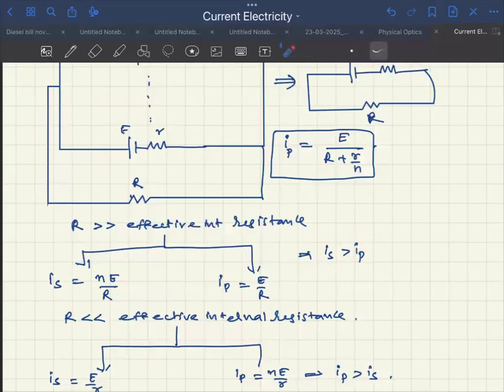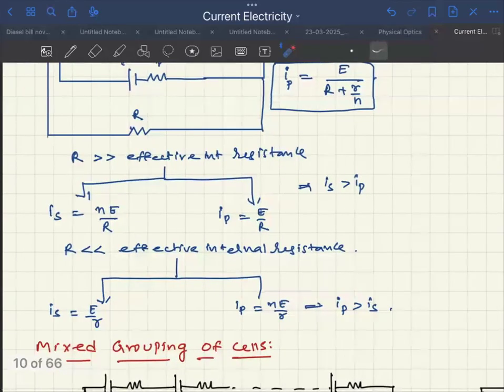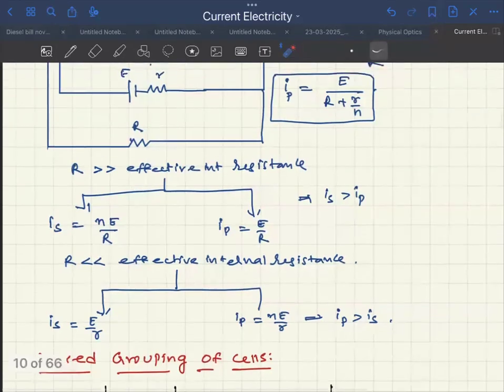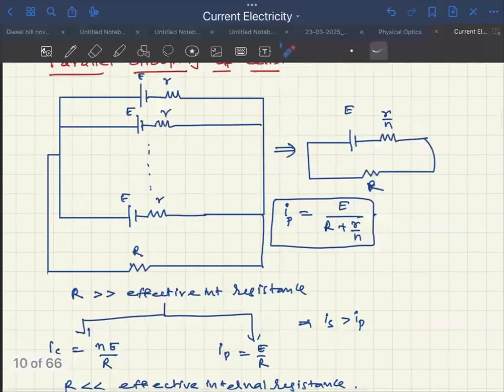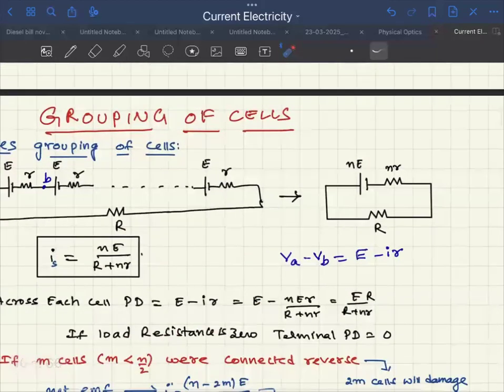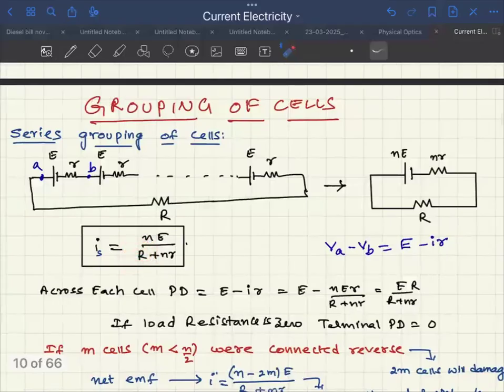On the other hand, if the load resistance is very small when compared to the effective internal resistance, then what happens? You will now ignore this. Reverse case. You will get the current as nE by r, whereas in the case of series combination, this is the term which you will ignore.